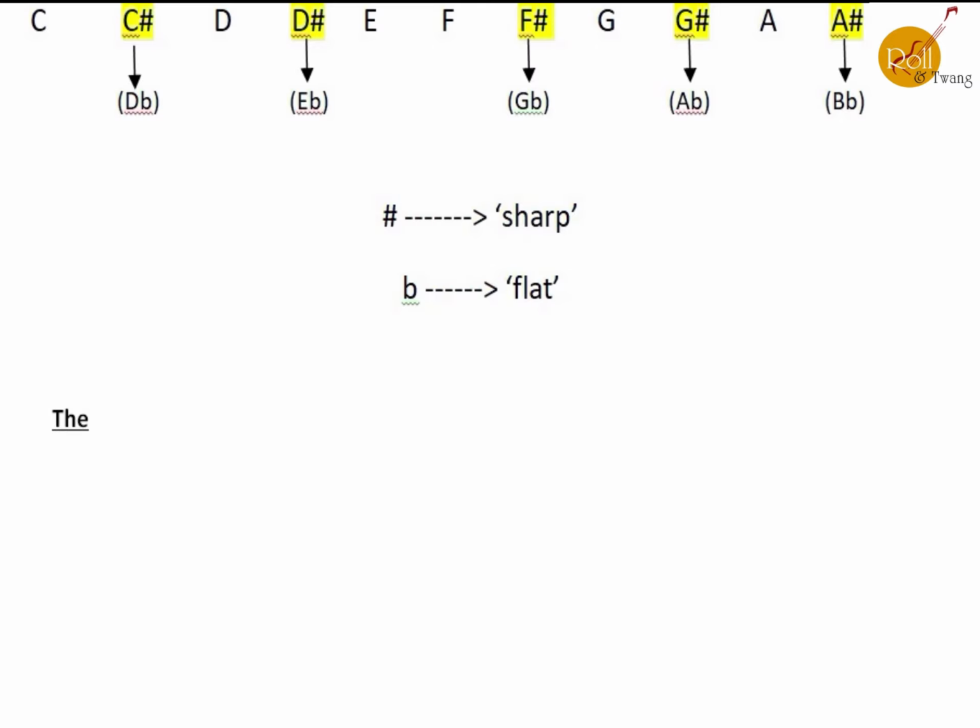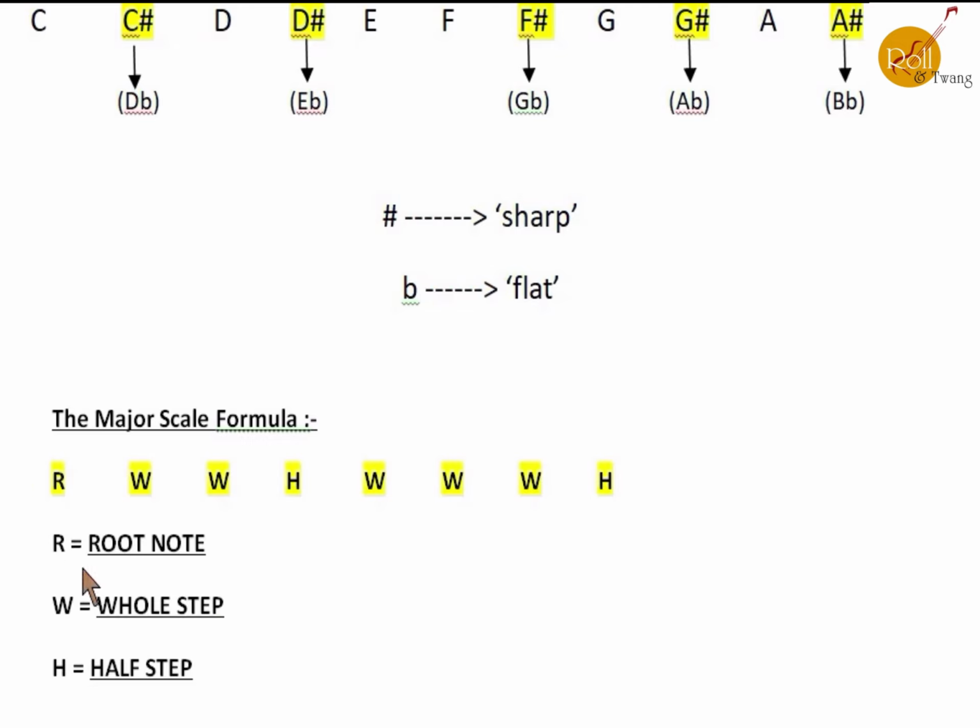So let's quickly learn about the formation of the major scale. There is a specific formula as to how a major scale is formed, and here it is. Root note, whole step, whole step, half step, whole step, whole step, whole step, and a half step. So R is the root note, W is a whole step, and H is a half step.